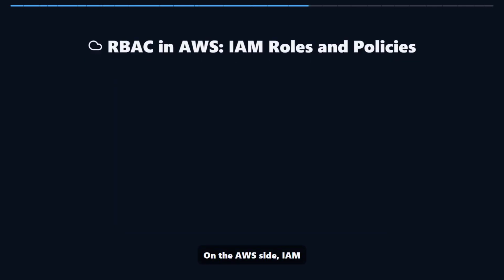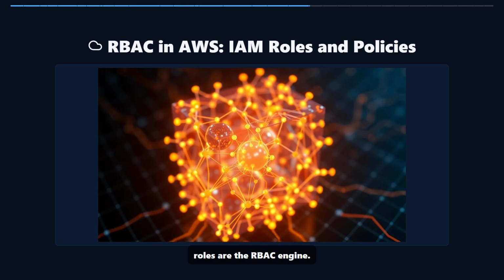On the AWS side, IAM roles are the RBAC engine. You create a role, attach one or more IAM policies, those are the permissions, and then assign that role to a user, an application, or even an EC2 instance. The role's trust policy decides who is allowed to assume it. For example, a web server role gets read-only access to an S3 bucket, while a DevOps role gets full deployment capabilities. By separating trust from permissions, AWS gives you the same RBAC flexibility. Define a role once, reuse it everywhere, and never hand out root credentials.